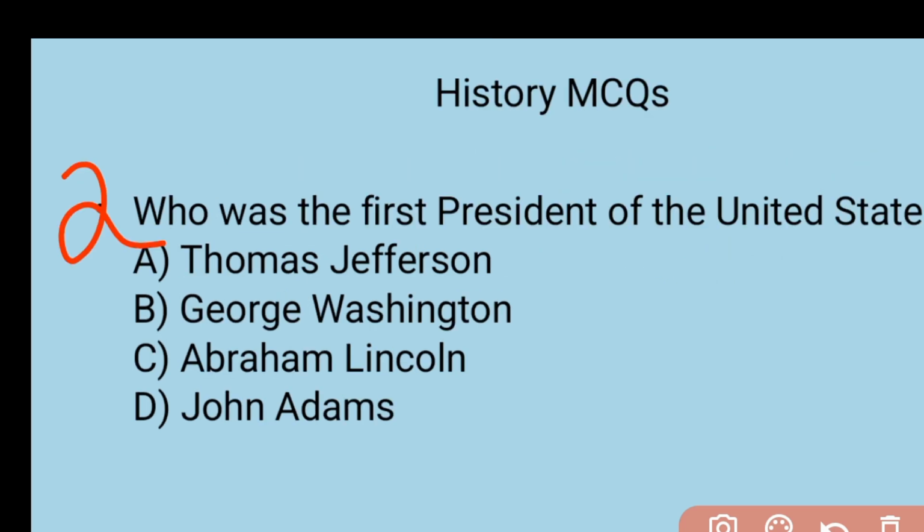Okay, question number 2. Who was the first president of the United States? A. Thomas Jefferson. B. George Washington. C. Abraham Lincoln. D. John Adams. Okay, the right answer is B. George Washington was the first elected president of the United States. And beyond this, George Washington had a great contribution for what? For the victory of the colonial militia against the British colonial rule. He was an army leader forming a combined army against the British colonial rule.